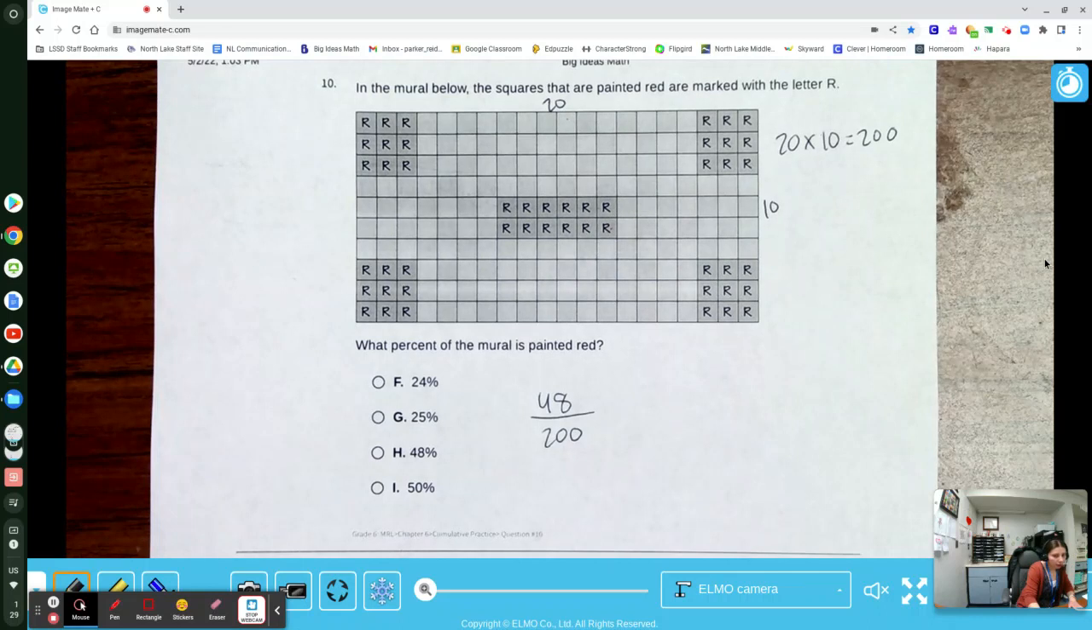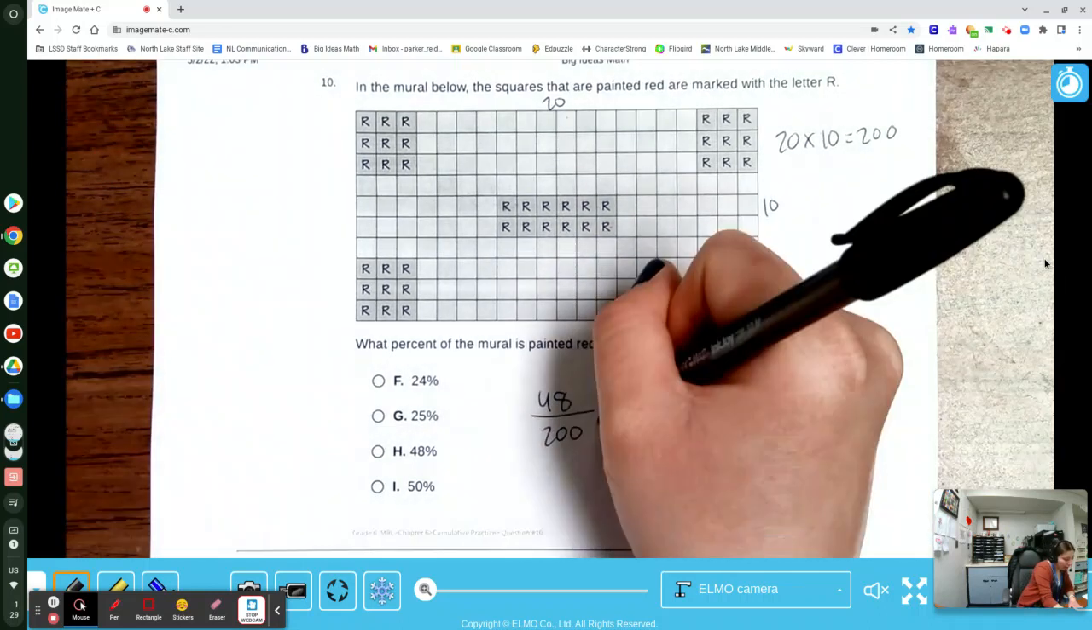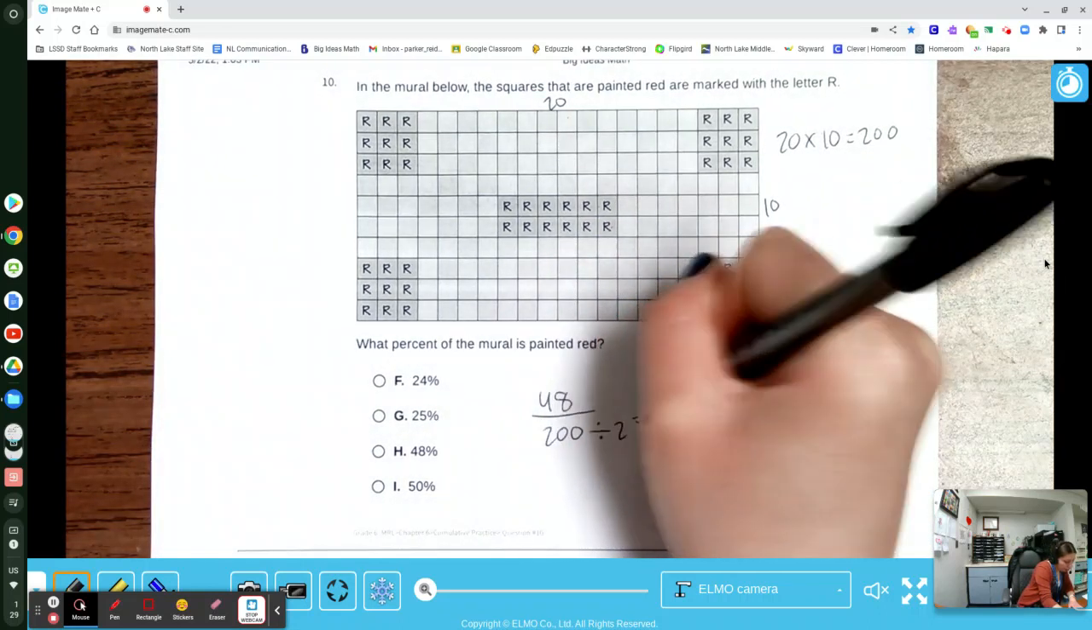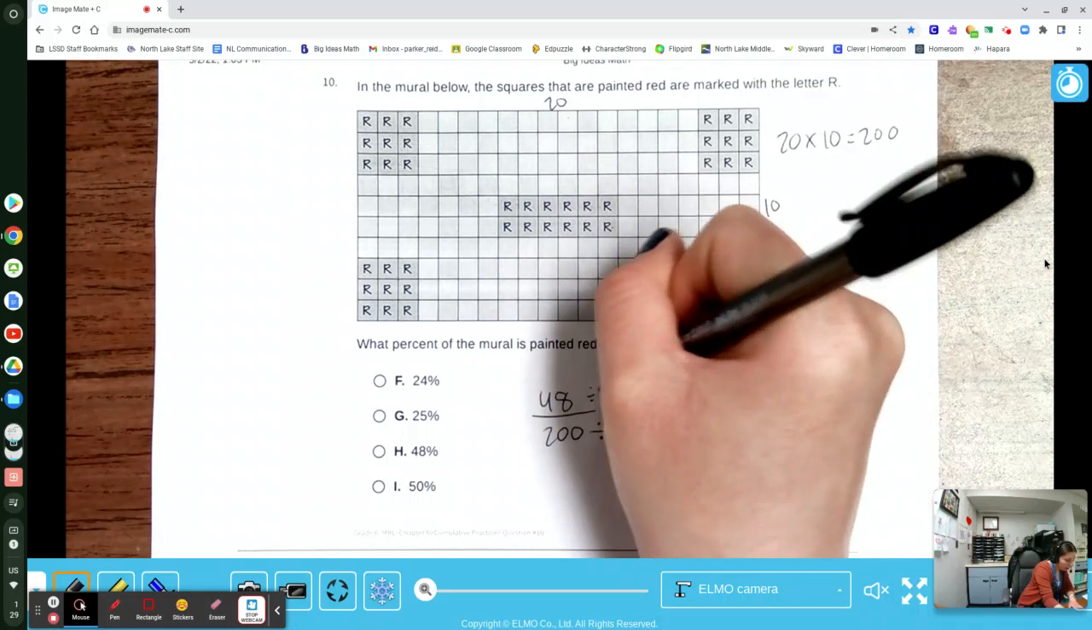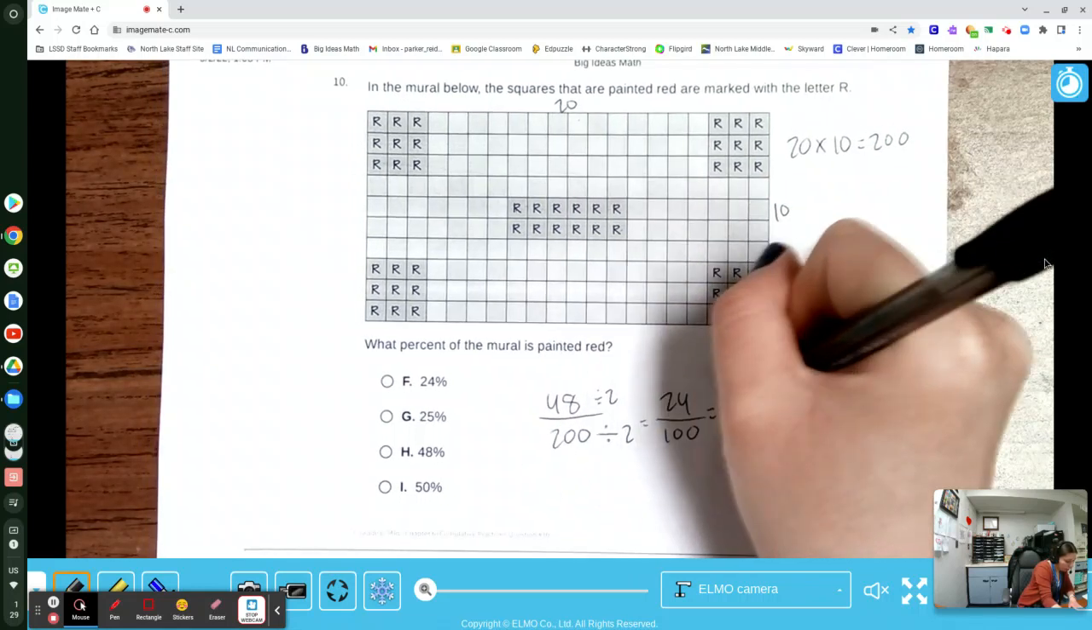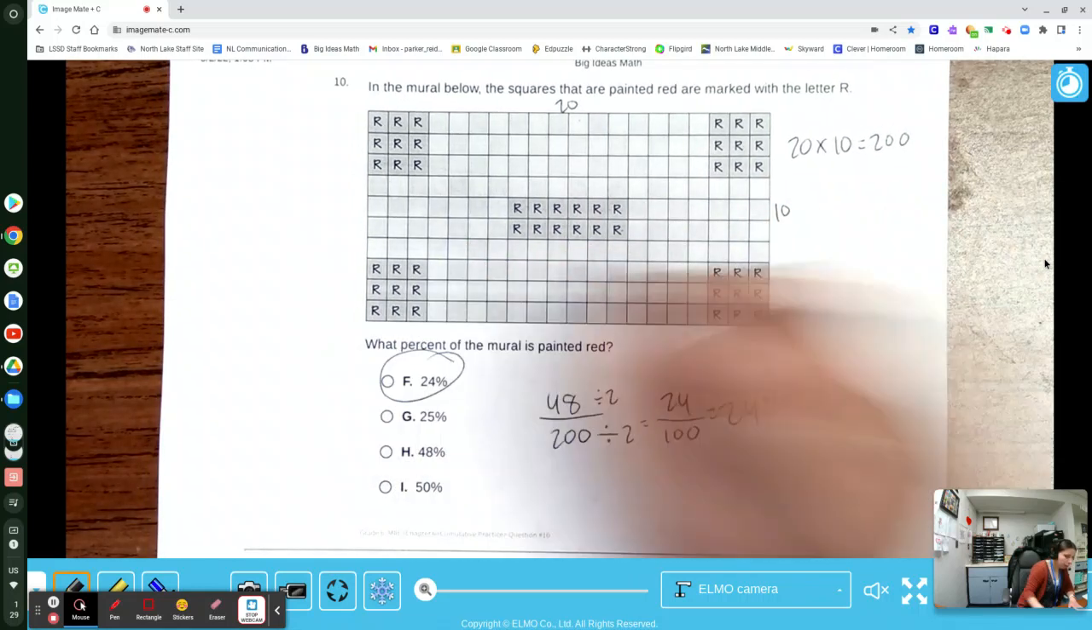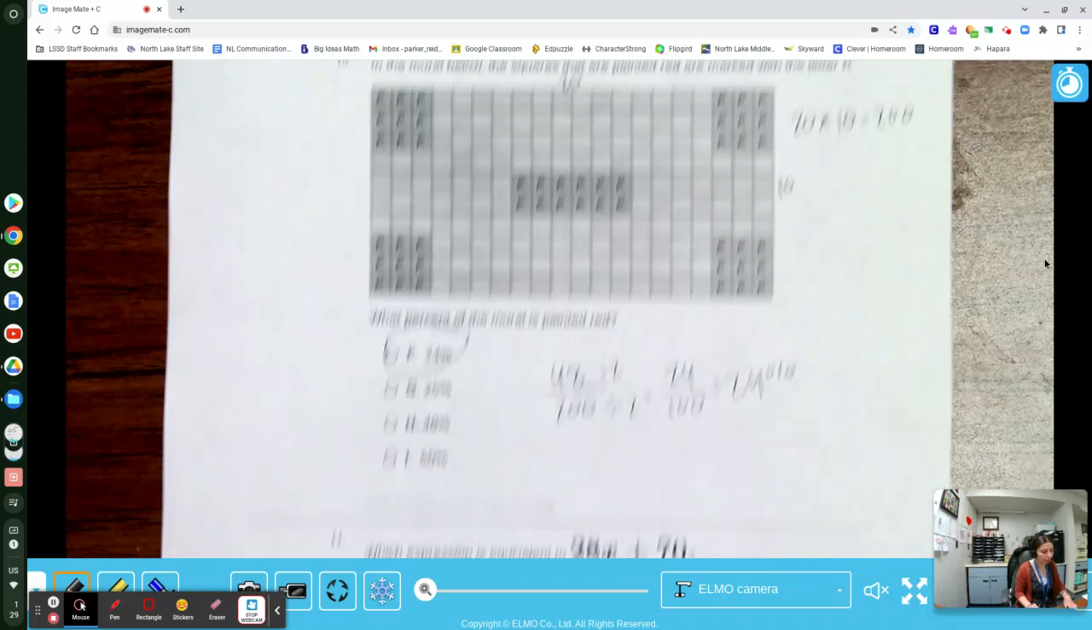are painted red. I want to make this a percent, so it should be out of 100. So I'm going to divide this by 2 to make it 100. And then I do the same to the top. 48 divided by 2 is 24. So 24% of them are painted red.